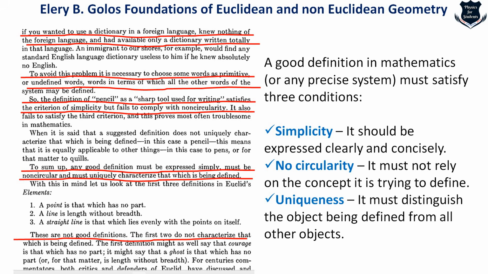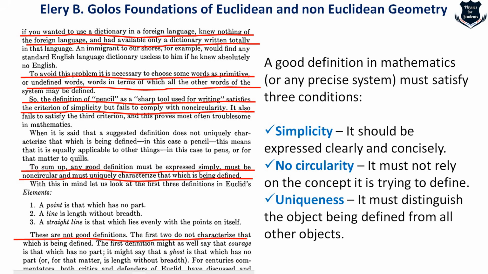There should not be any circularity. That means it should not go and go and go and go. It must not rely on the concept it is trying to define, and uniqueness. It must distinguish the object being defined from all other objects. That means it should be something very unique.